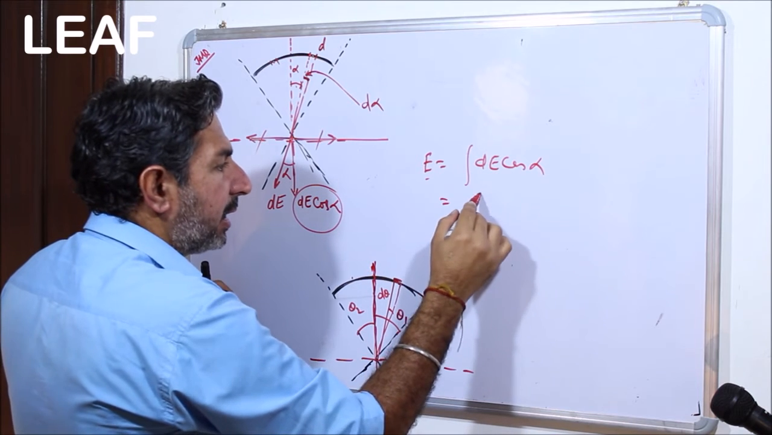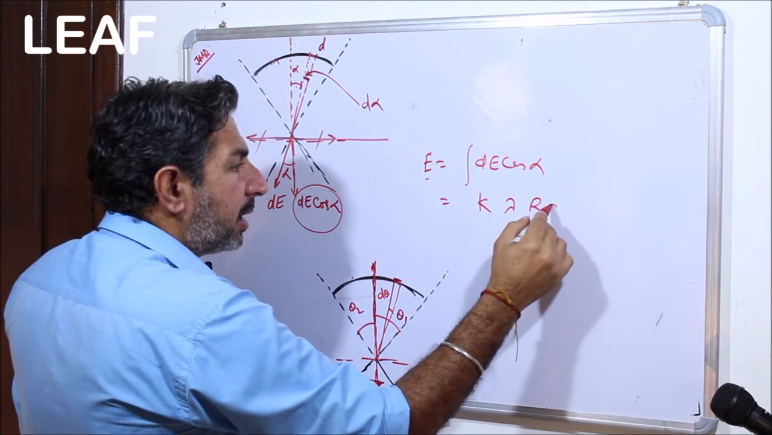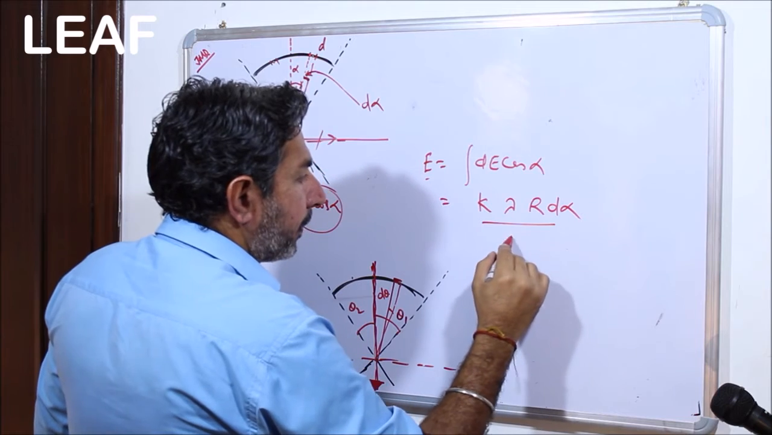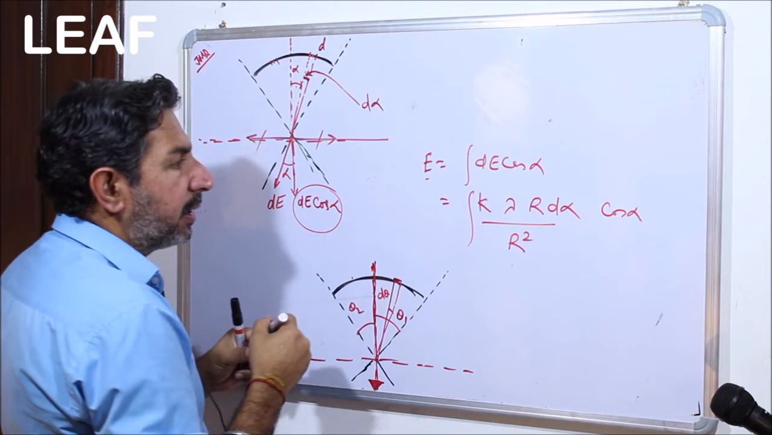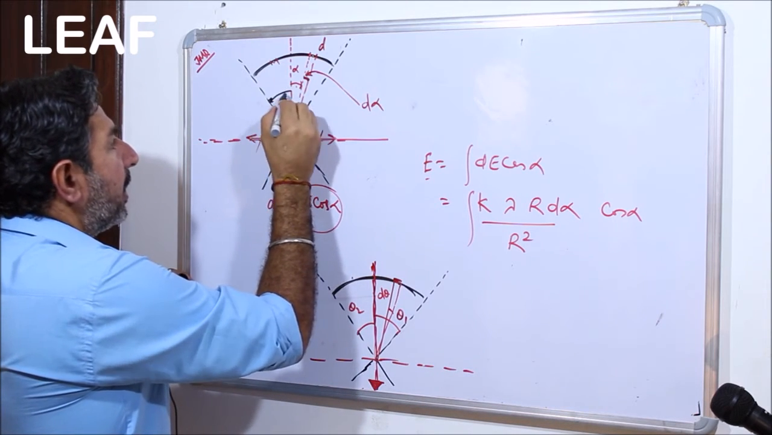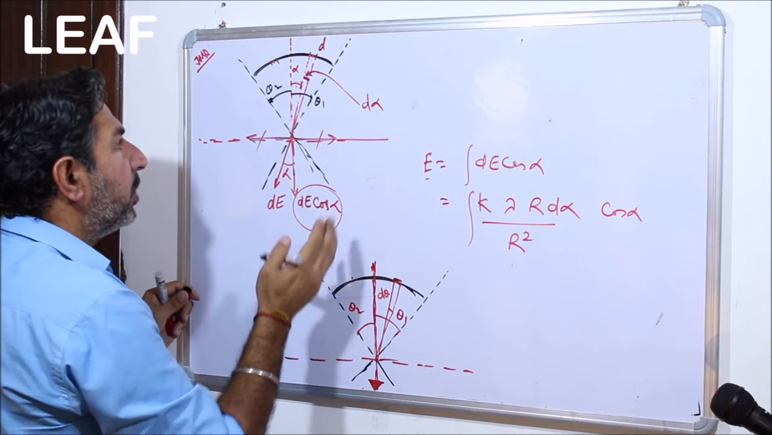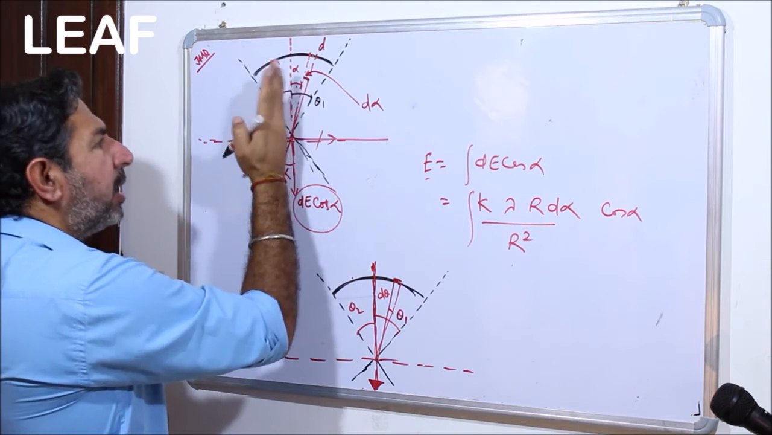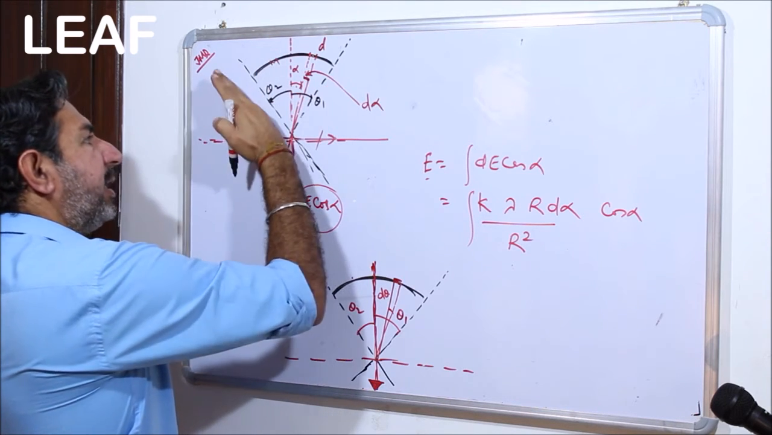What is dE? Again k, I'm going to write it directly, lambda R d alpha over R square, times cos alpha. And now it comes to the limits. What are the limits? As I have told you, it's from theta 1 and this is theta 2. So it is from theta 2 to theta 1. This is one limit, or we can say theta 1 on this end and theta 2 on this end.